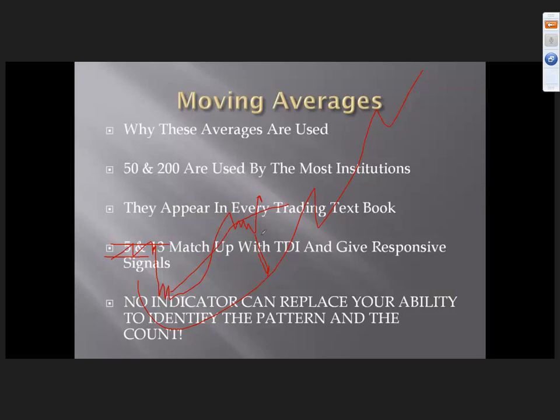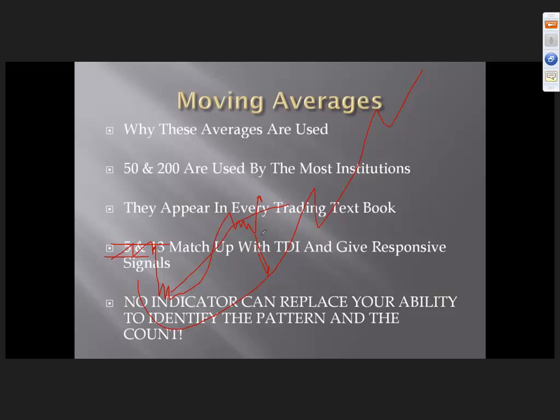Look, the 50 and 200 are used by most institutions. They use them on the daily chart. They use SMAs. I even think that Barron's newspaper that comes out uses the 50 and 200 chart with a MACD or something. You guys read that stuff. They appear in every single trading textbook I've ever looked at. And the 5 13 just so happened to match up with the TDI and give pretty responsive signals for what we're looking at to help the touches and see where the stop hunts come in.